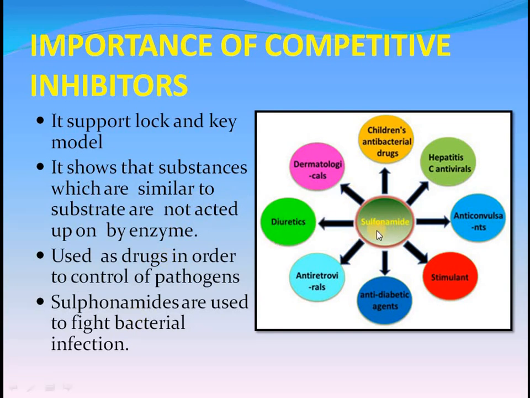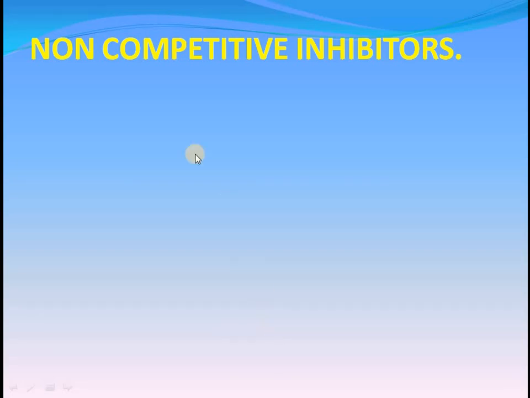Now here are different uses of sulfonamides. They can be used as antibiotic agents, antiretrovirals, diuretic, dermatological. It can be used as hepatitis C antiviral, children antibacterial drugs. Now the next is non-competitive inhibitors.